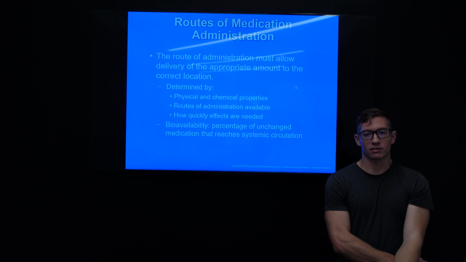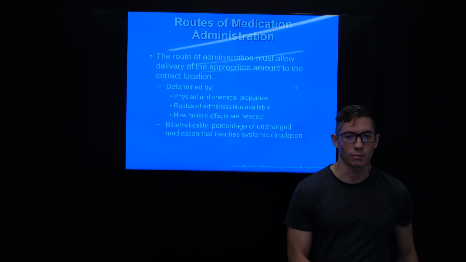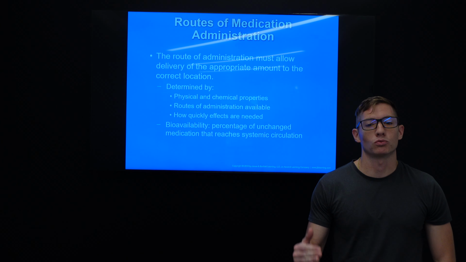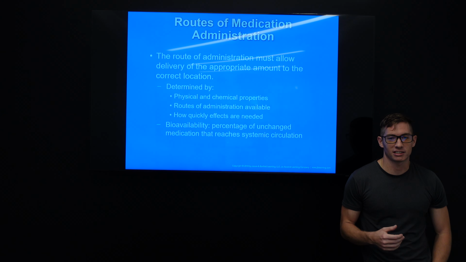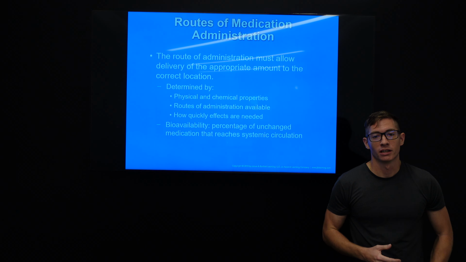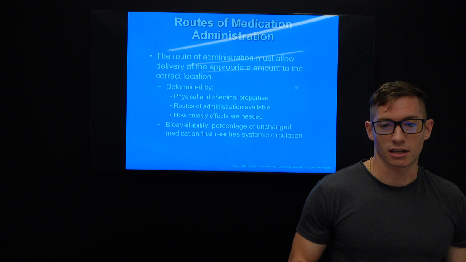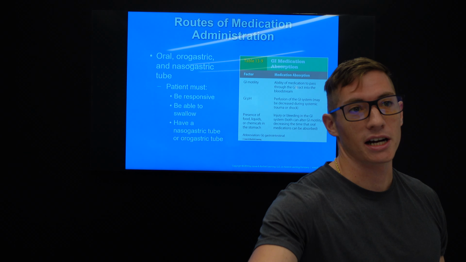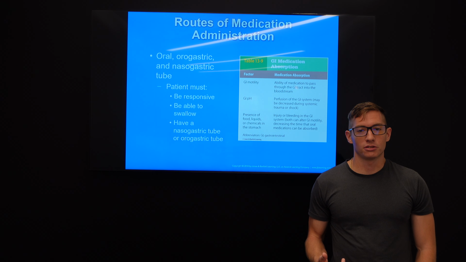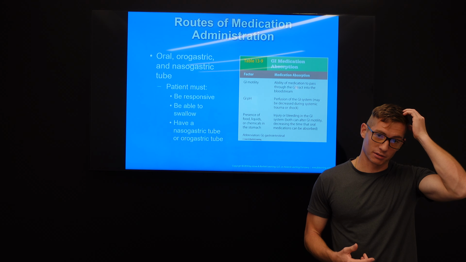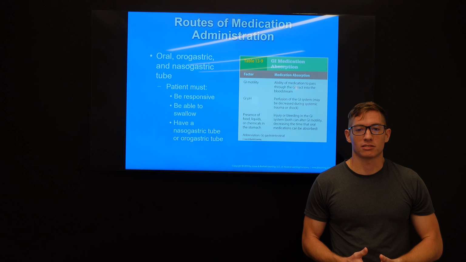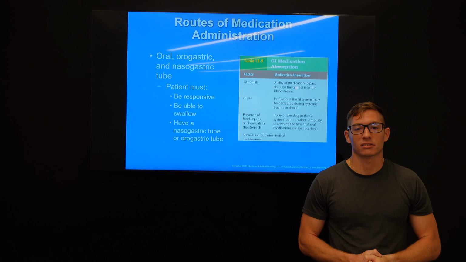It's determined by the route of administration and varies by medication, except for the IV route, which has 100% bioavailability. So that's typically the route that we always want to make sure we're going through whenever we are administering. It's relevant for medication to be sequestered by the GI tract. So you have different features such as oral, orogastric tube, nasogastric tube. You can also put medications through these routes. And a large number of medications are administered through the GI tract.